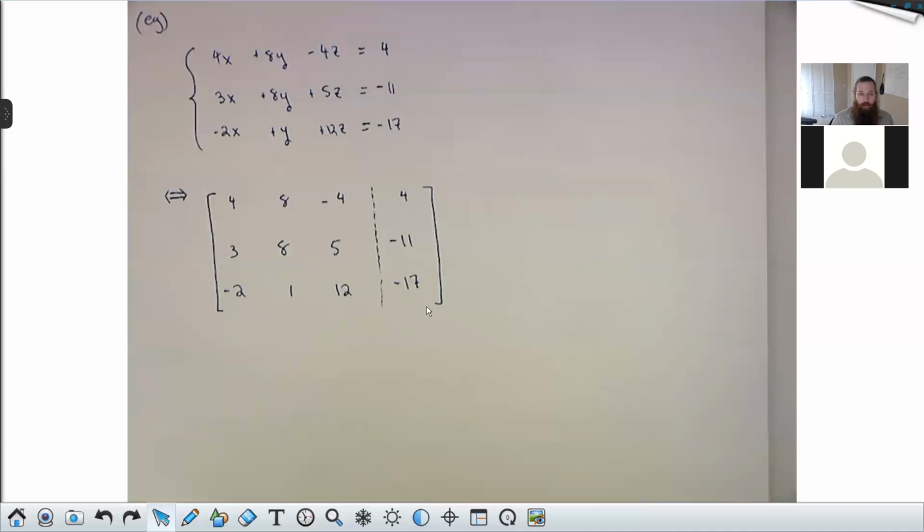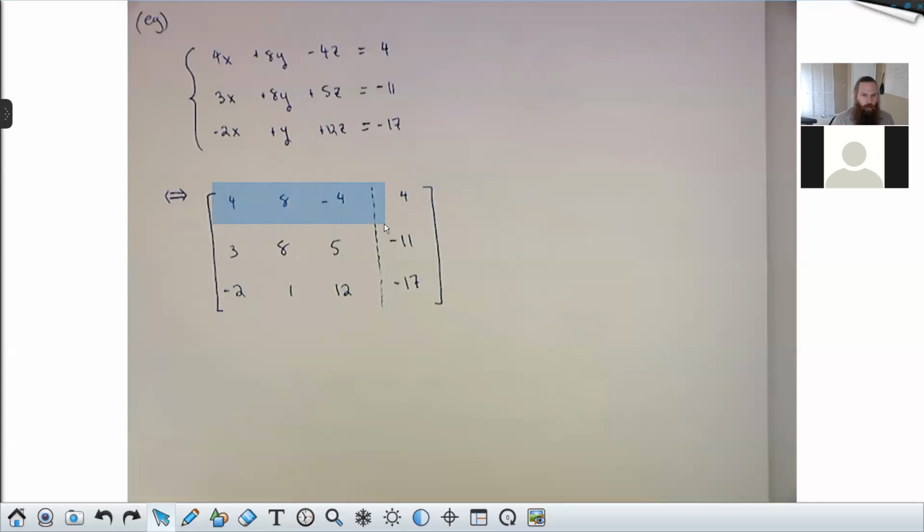The algorithm you want to use is as follows. First, you want to make this entry a 1, however you can. Then, you want to make the entries below it a 0. Once you've done that, you want to make this guy a 1, and then make everything below it a 0. The entries along this main diagonal are called pivots. So pivot 1 is this position, pivot 2 is this position, pivot 3 is this position. Your first step is to make pivot 1 equal to 1.